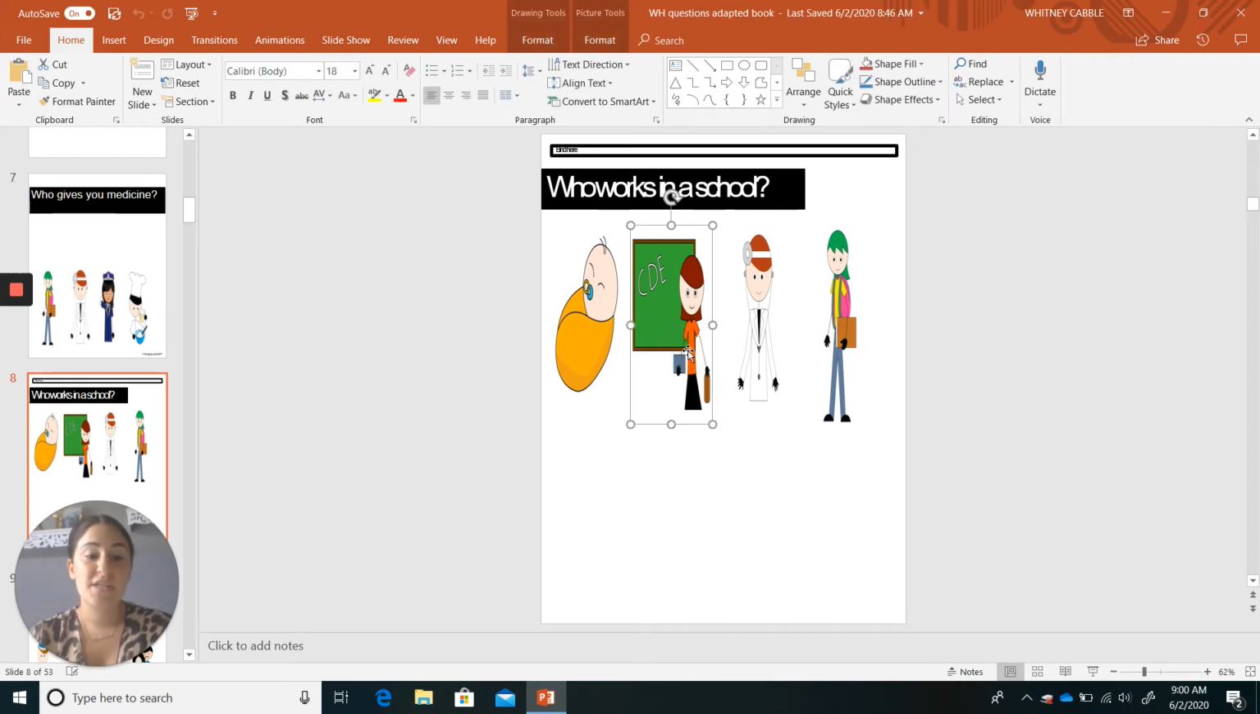If you pointed to teacher, you're right. It's the teacher's job to work in the school. The student goes to school to learn, but it's not their job. It's the teacher's job to work in the school.